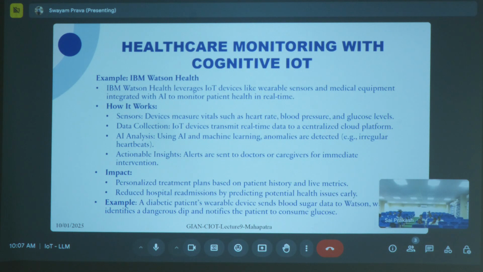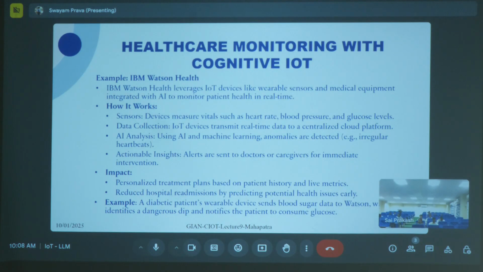Next is the AI analysis. Once this data reaches the cloud, AI algorithms and machine learning models analyze it to detect anomalies. For instance, the system might flag irregular heartbeats, signaling potential cardiac issues that need immediate attention.